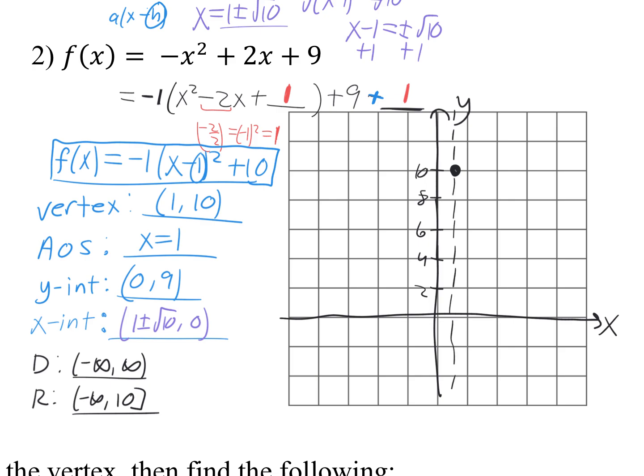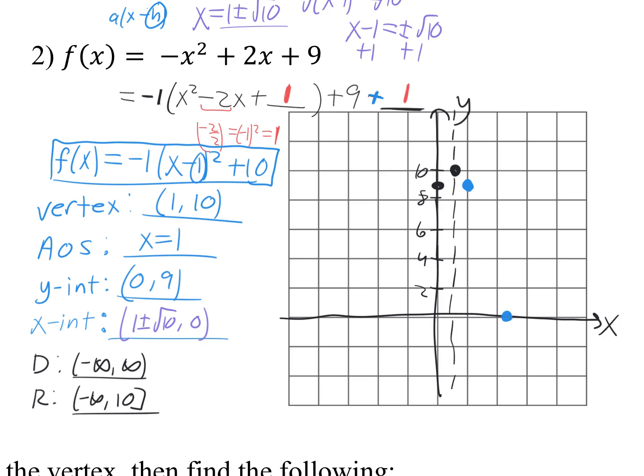And then I know that 0, 9, my y-intercept, is going to be somewhere right there. By symmetry, I can plot the exact same point on the opposite side of that axis of symmetry. So right there in blue. And then you would want to plot your x-intercepts, 1 plus or minus the square root of 10. I don't exactly know what the square root of 10 is, but I know that it's a little bit bigger than 3, right? Because the square root of 9 is 3. And if I do 1 plus a little bit more than 3, it's going to get me a little bit more than 4. So maybe somewhere right there.